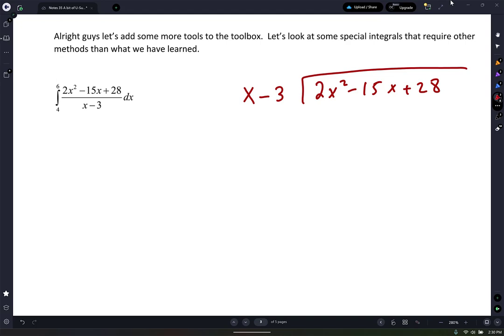Why am I doing what I'm doing, by the way? Let's talk about it. I can't do u sub because, all right, guys, focus. Don't write this down because it's wrong. If you were to do u sub, look what you would get. 4x minus 15, and there is no dx, and there is no 4x minus 15 in there. Do you guys see that?